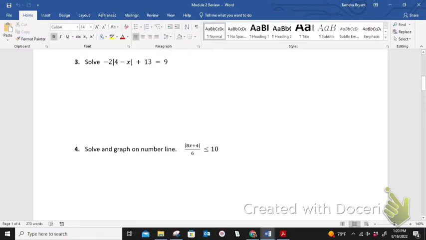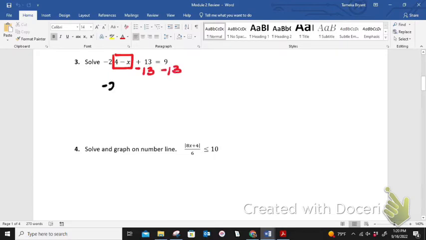So your first step is always to isolate the absolute value. So we're going to start by isolating. This absolute value right here, we need to get it by itself. An absolute value is not the same as a parenthesis, so you cannot multiply inside of an absolute value. So what we're going to do is start by subtracting 13.